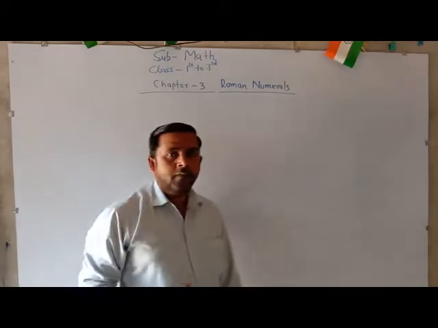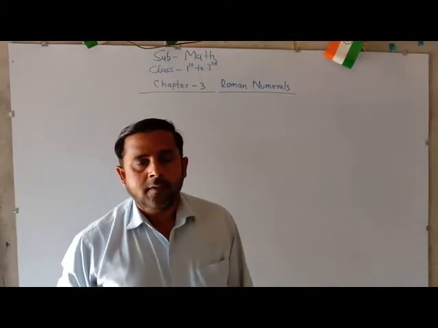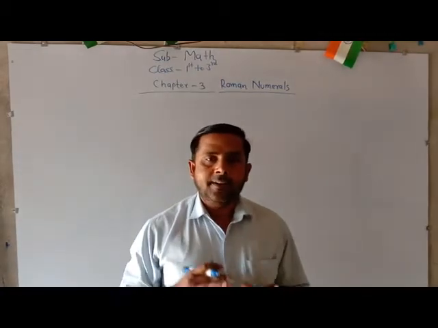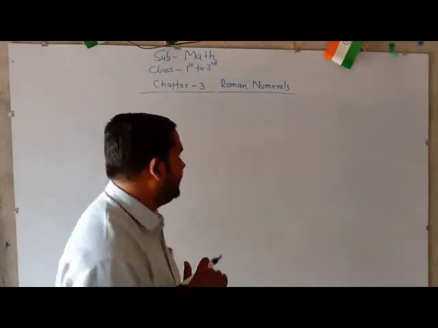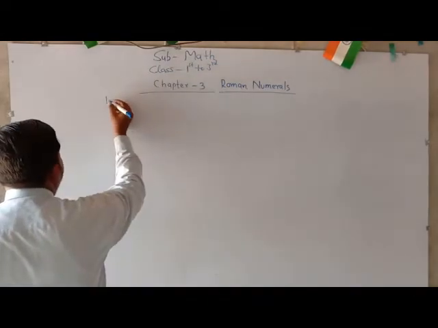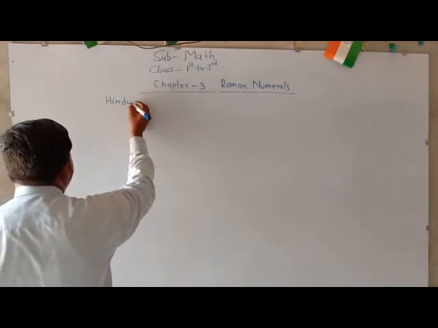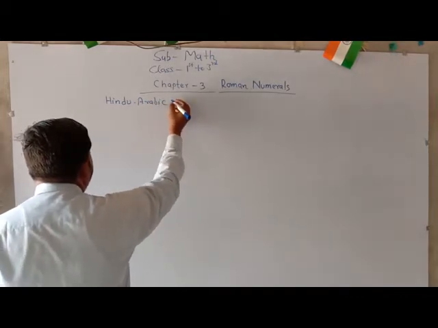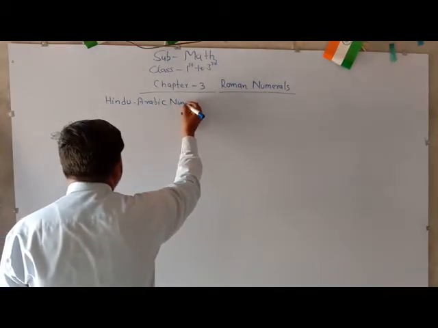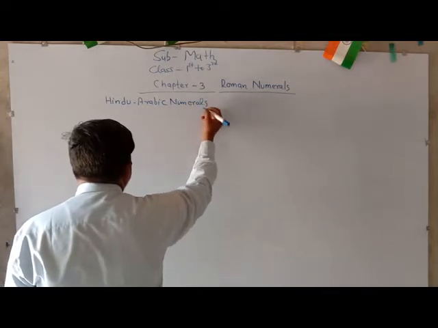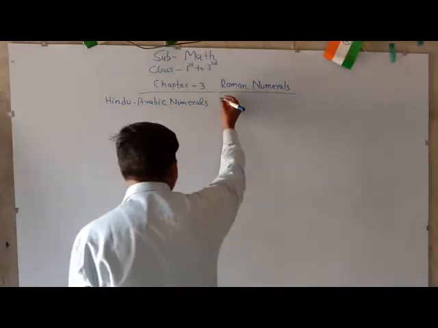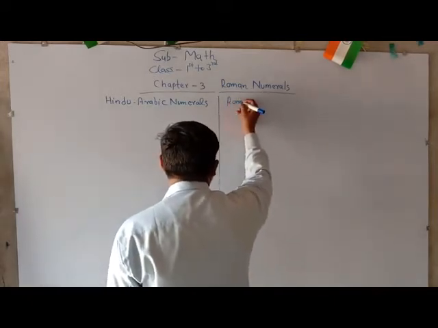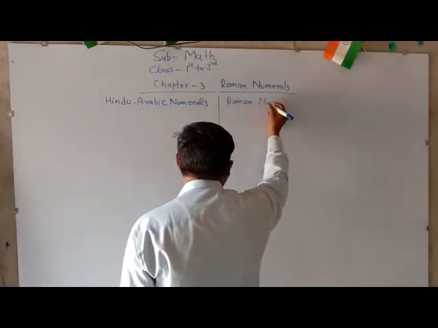Here we will make 2 columns. In the first column, Hindu Arabic numerals, and next the second column, Roman numerals.